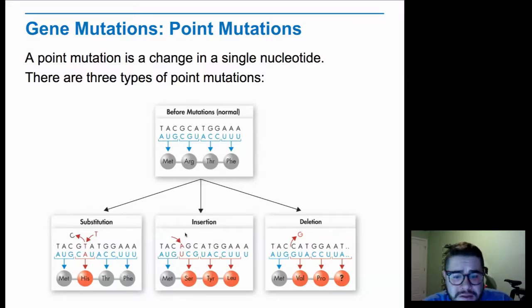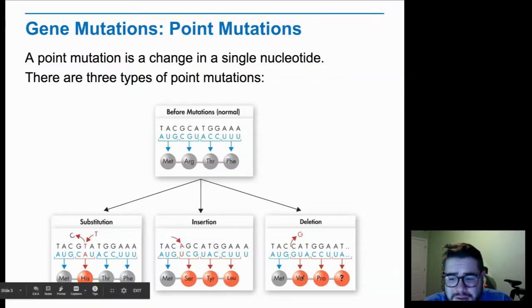An insertion mutation inserts an extra nucleotide or extra nitrogen base right here, and it changes all of the amino acids afterwards because it's changing the three-letter codes that are read after that. And deletion works similarly, right? You delete a nucleotide, and again, it messes up all the next ones after that.